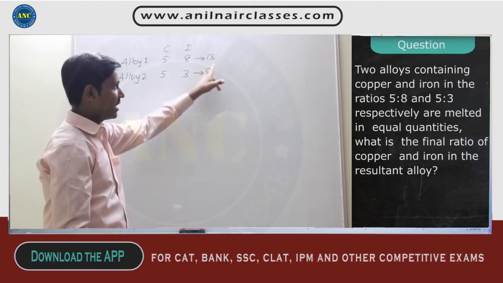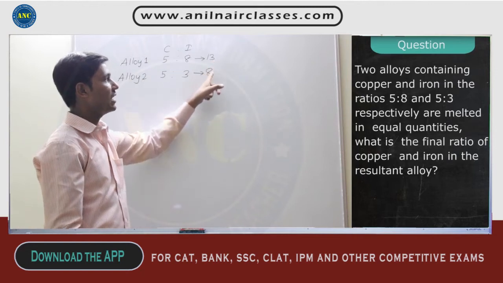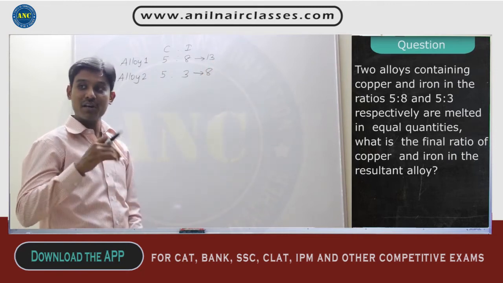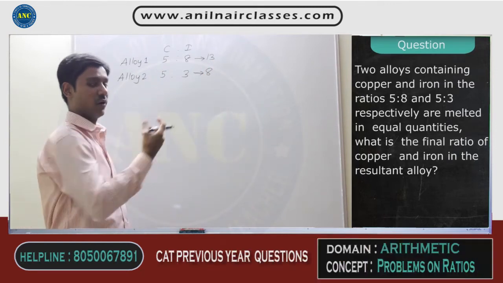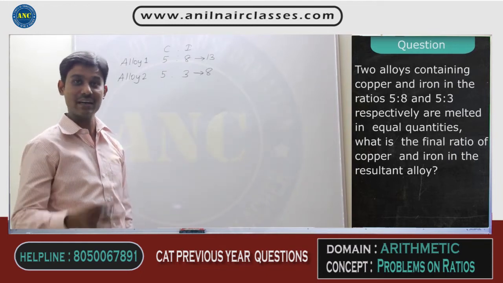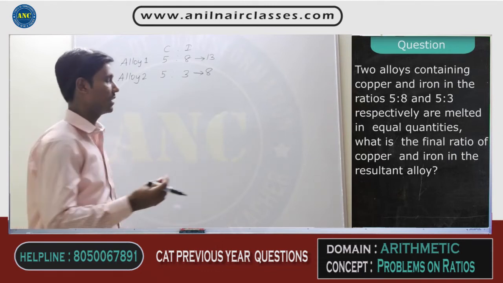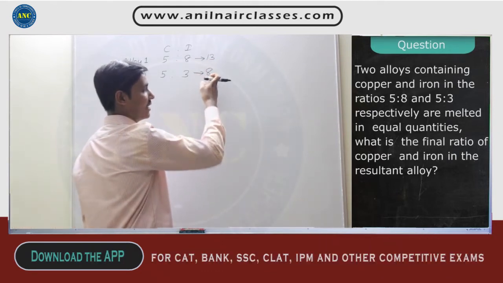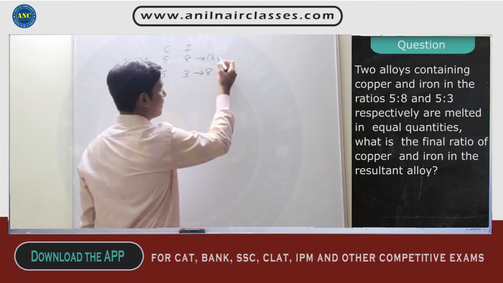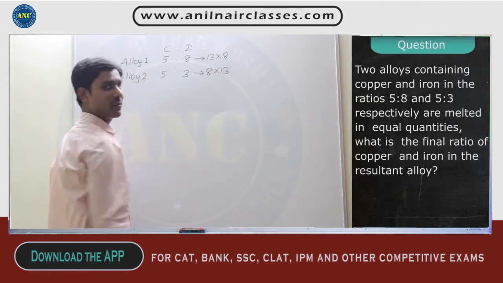Question says they are melted in equal quantities. But 13 and 8, are they equal? Are they equal? No, they are not equal. 13 and 8, they are not equal. But the question says they should be equal. So make them equal. What is the number which can be made as the same number from 13 and 8? Which is nothing but the LCM. That's what I explained the LCM concept earlier. Right? That means LCM of 13 and 8 is 104. That means 13 should become 104 multiplied by 8. 8 should become 104 multiplied by 13.